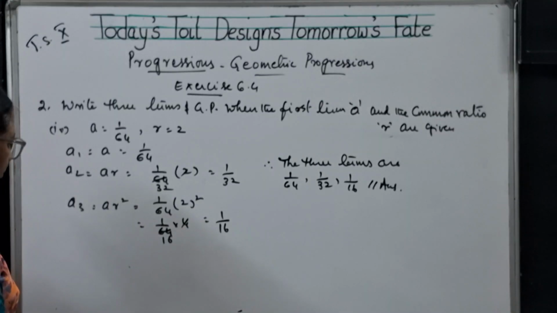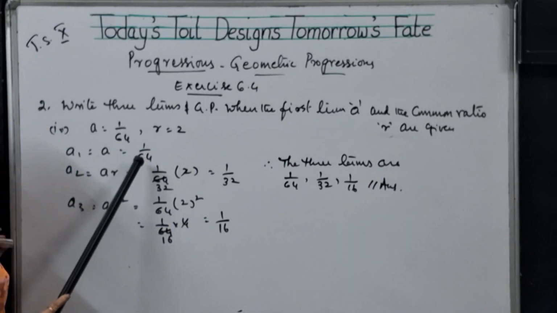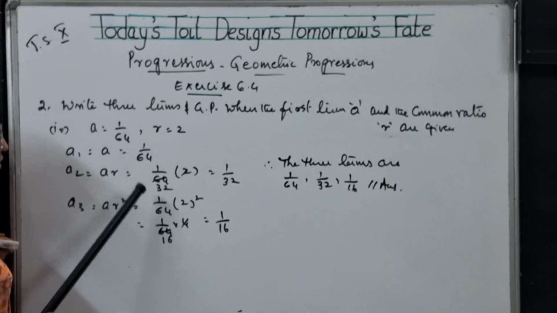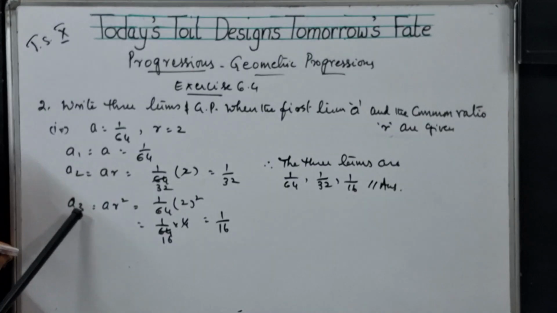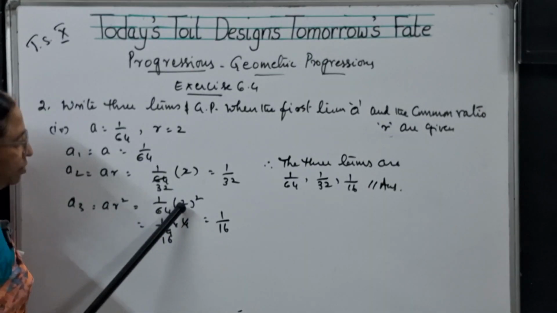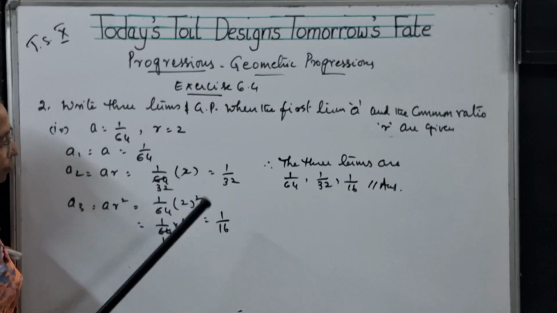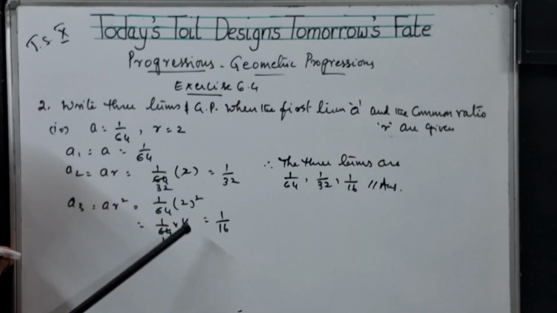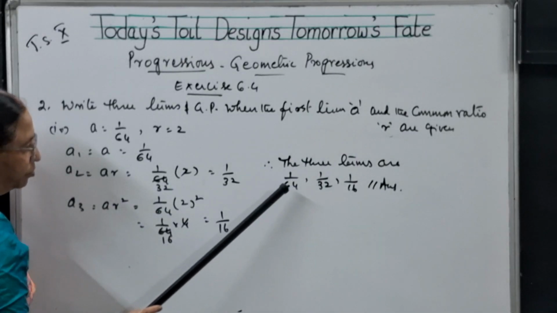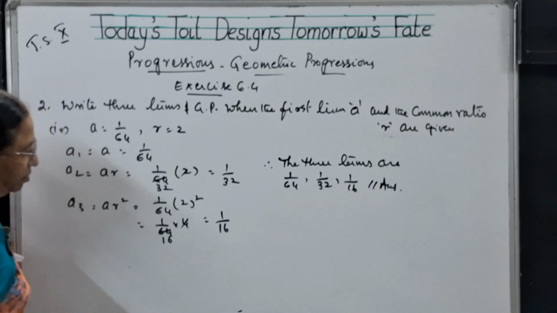So let me explain you once again about this. A is given as 1 by 64 and R is 2. So A1 is A, 1 by 64. A2 is A into R, 1 by 64 into 2. 2 ones are 2, 2 threes are 6, 2 twos are 4, so 1 by 32. A3 is A R square, 1 by 64 into 2 square, that is 1 by 64 into 4. 4 ones are 4, 4 sixes are 24. So 1 by 16. So the three terms are 1 by 64, 1 by 32, 1 by 16. This is the answer, children. Please note it down.